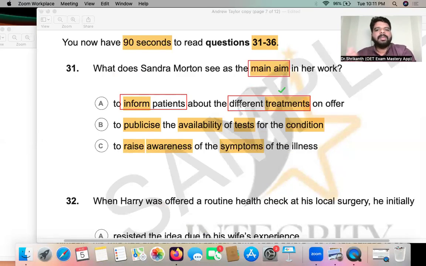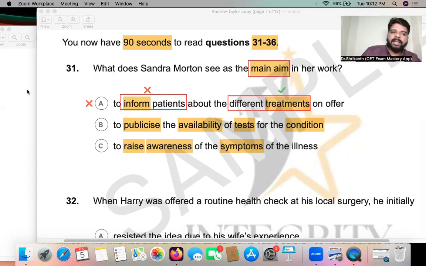What is she saying? With people at an advanced stage, when they come, the different treatments are less effective. They're talking about treatments being less effective, and there is nothing about providing information to patients. So this verb is not at all mentioned anywhere. Since this is not mentioned, answer option A is eliminated.